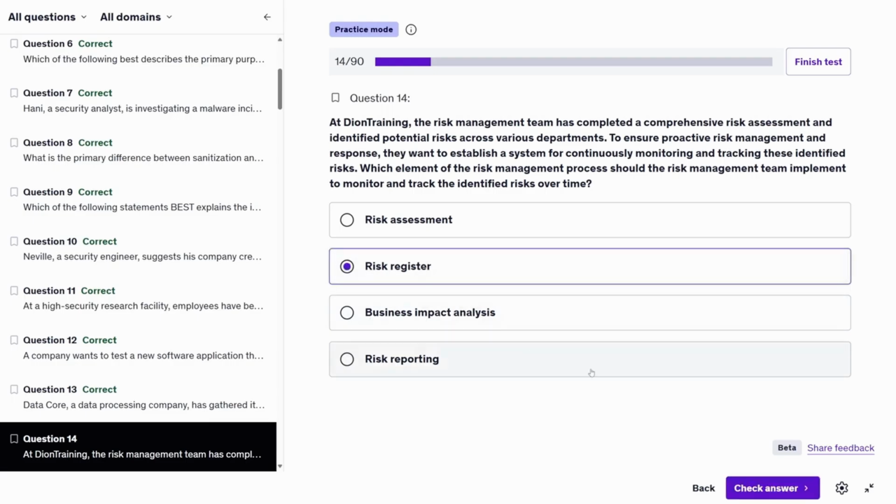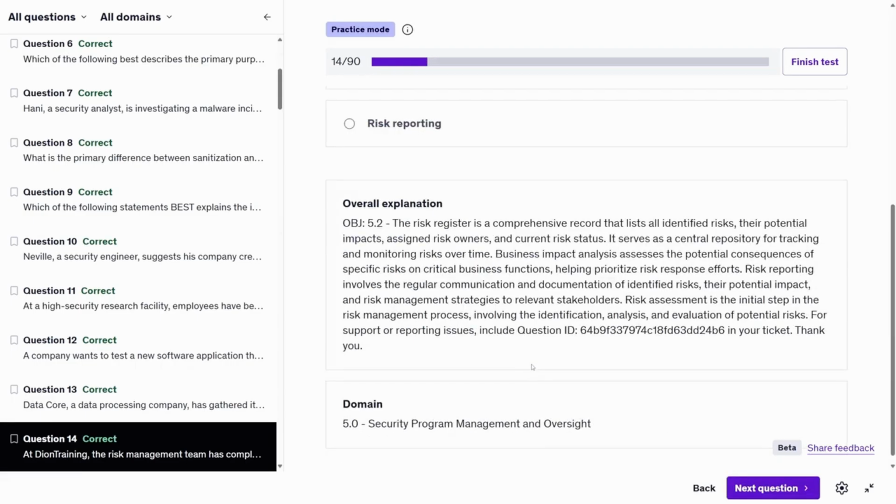The correct answer is risk register. The risk register is a comprehensive record that lists all identified risks, their potential impacts, assigned risk owners, and current risk status. It serves as a central repository for tracking and monitoring risks over time.